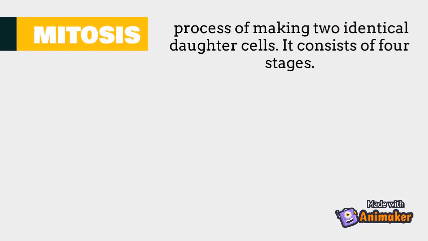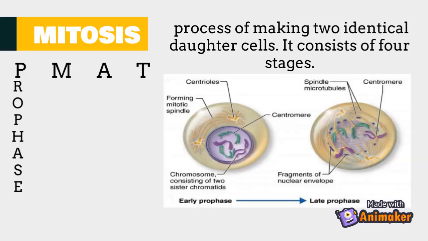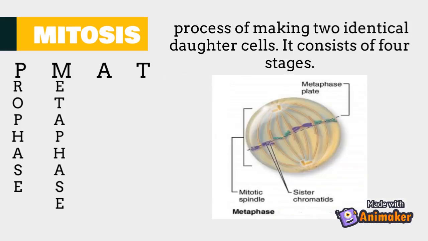It consists of 4 stages, which can easily be remembered as PMAT. P is for prophase. It is the first stage wherein the nucleus is still present and the chromosomes are visible. M is for metaphase. In this stage, the chromosomes line up in the middle of the cell and the nucleus is already nowhere to be found.